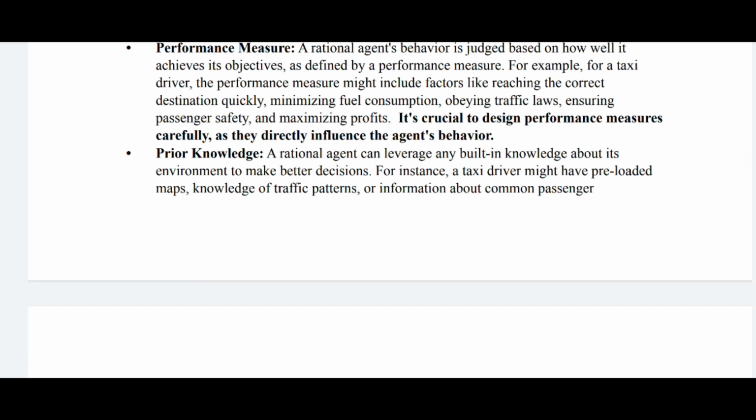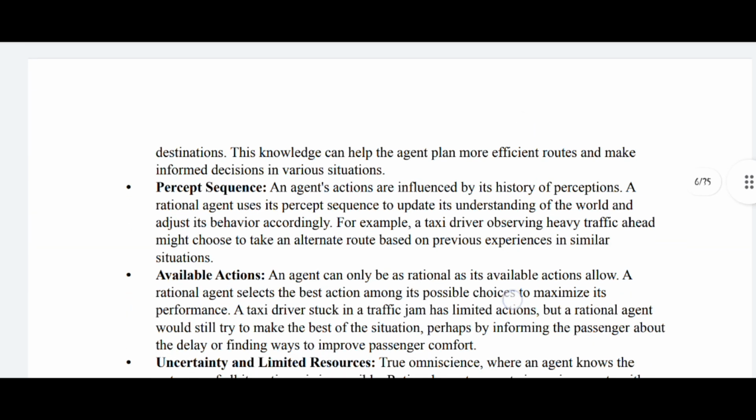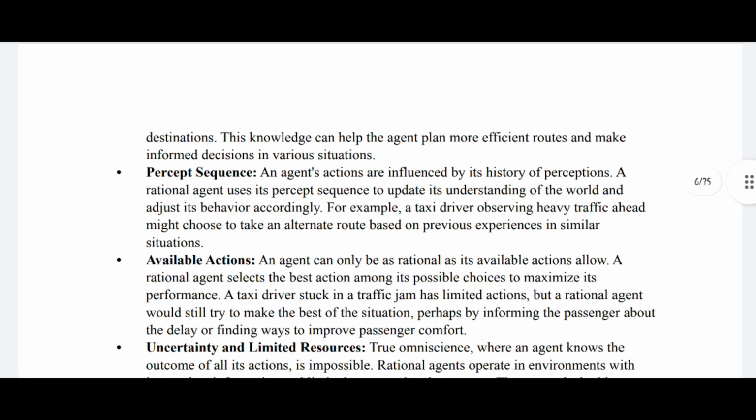Prior knowledge: a rational agent can leverage any built-in knowledge about its environment to make better decisions. A taxi driver might have pre-loaded maps, knowledge of traffic patterns, and information about common passengers. Percept sequences: an agent's action is influenced by the history of perception. A rational agent uses the percept sequence to update its understanding of the world and adjust its behavior accordingly.